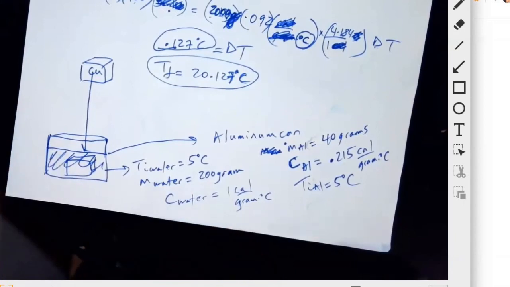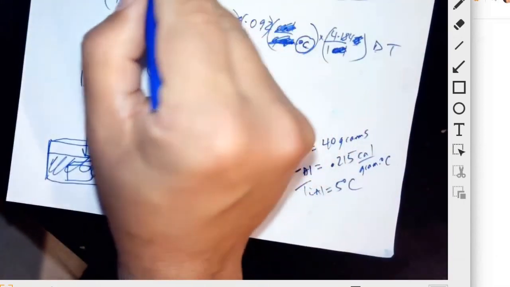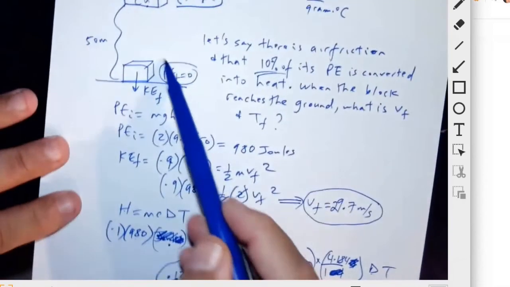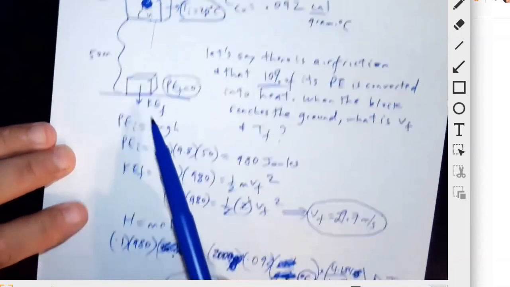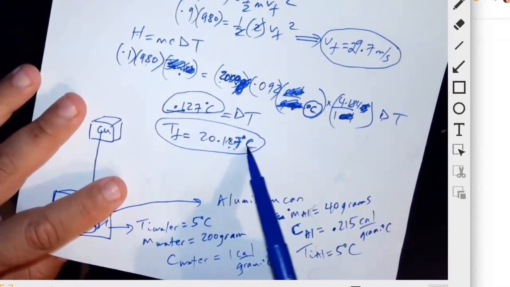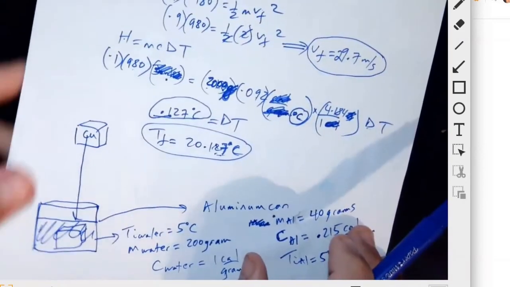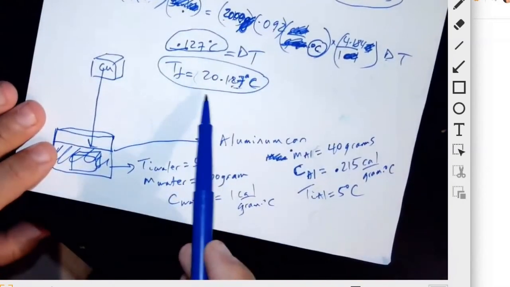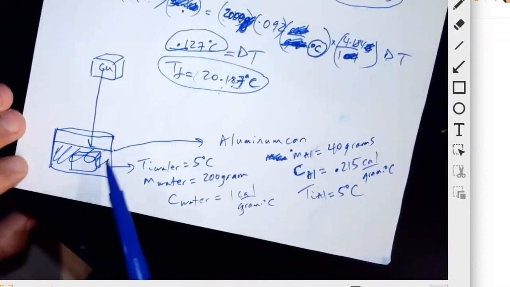So now it became a really good problem because you have to do the first part of it correctly. You have to get the temperature of the copper. Then once you get that, you're not done. Now you do a calorimetry problem.